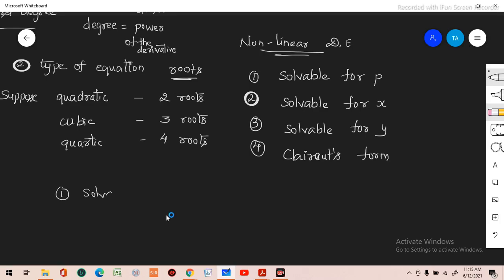Today we will be discussing solvable for p. So I'll write over here: solvable for p.